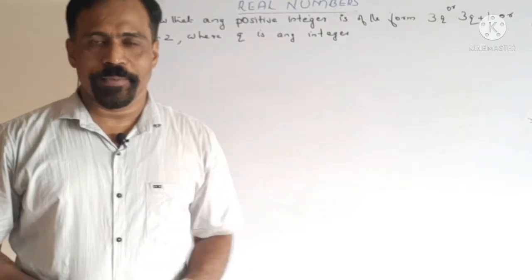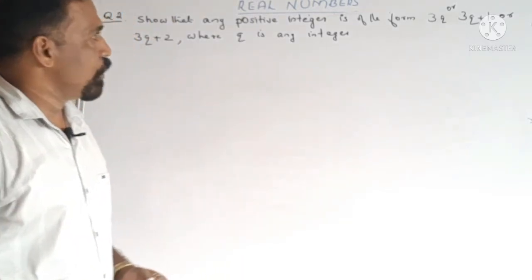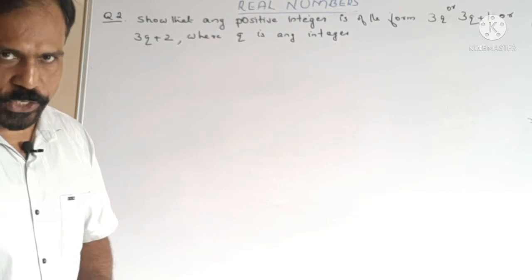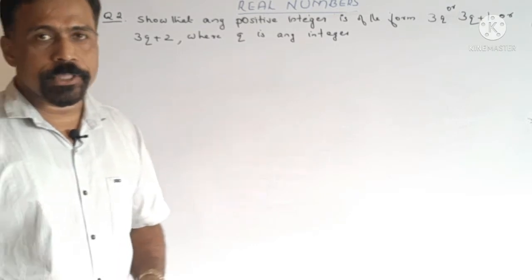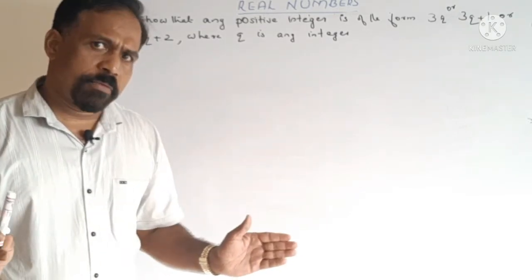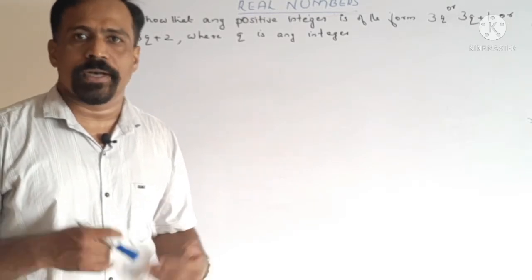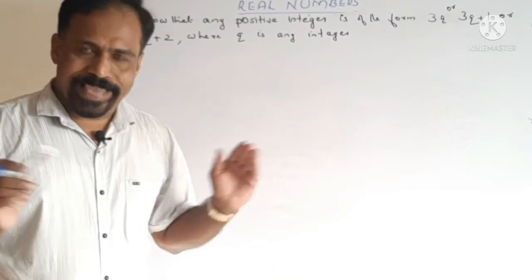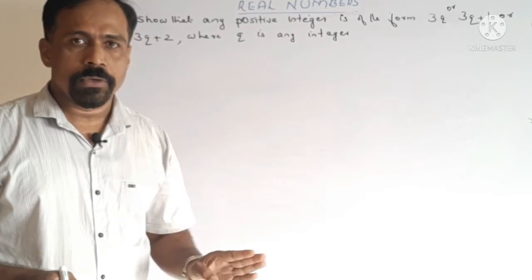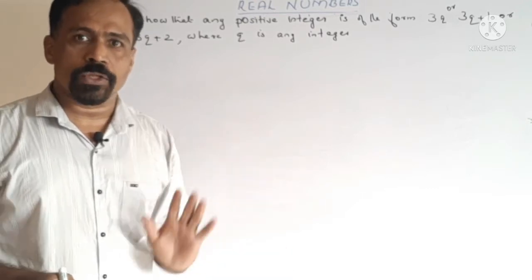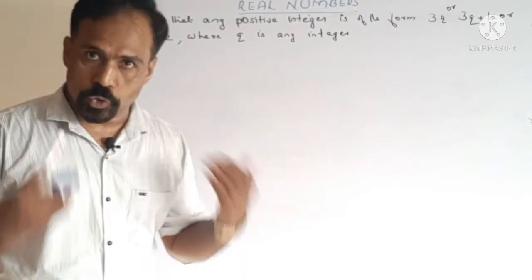So let us do the second numerical. Show that any positive integer is of the form 3q, 3q plus 1 or 3q plus 2. That means all positive integers, whether it is 1506, 1507, 1508, any positive integer can be written in any of these three forms, either 3q or 3q plus 1 or 3q plus 2. That is what we have to show.